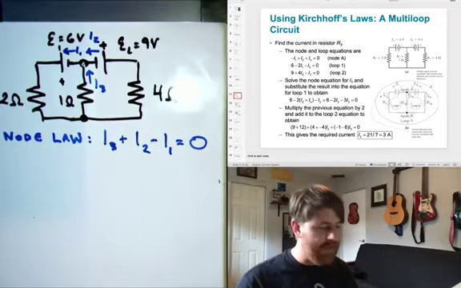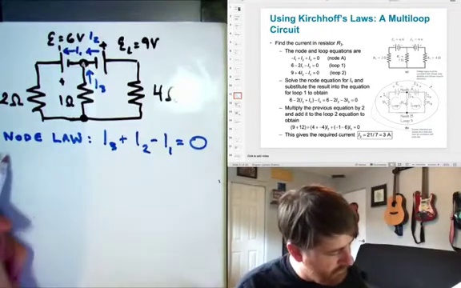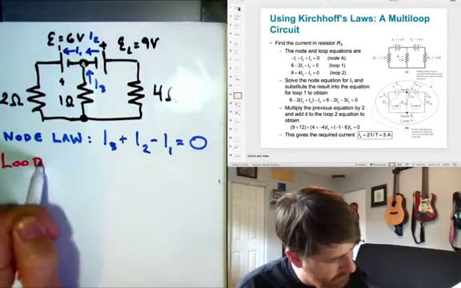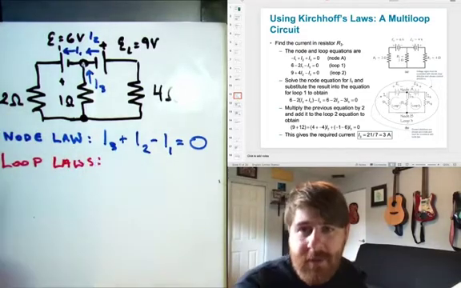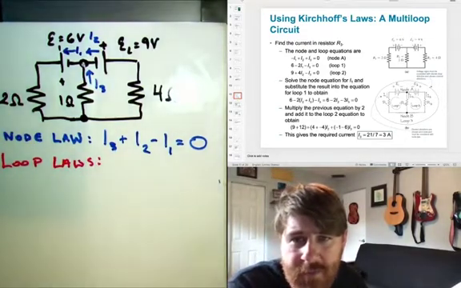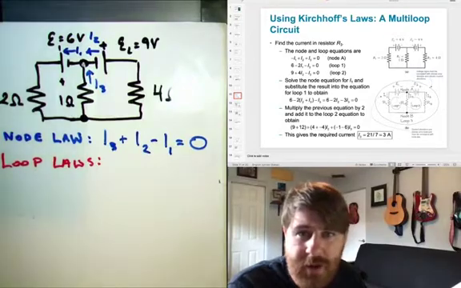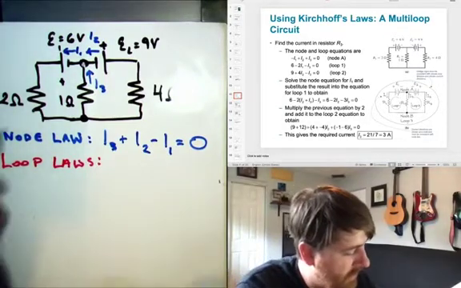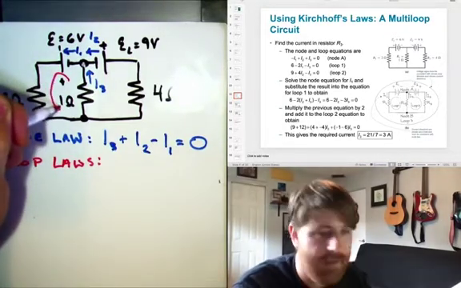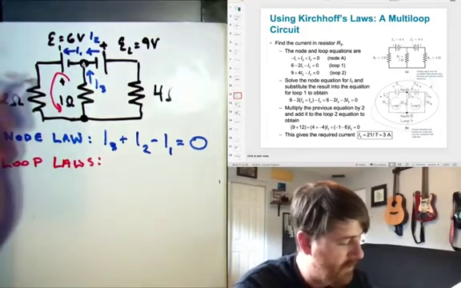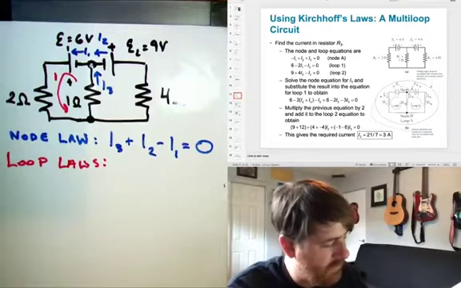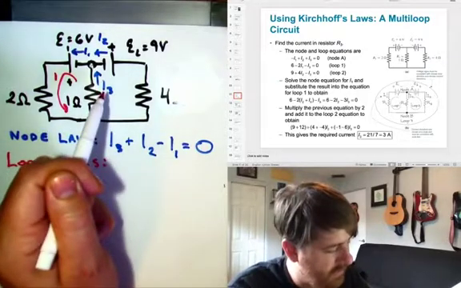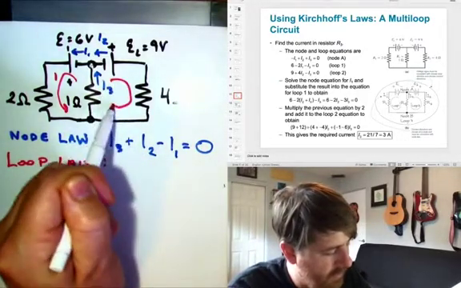So now let's tackle the loops. All right, and here we have several loops drawn. Loop 1 goes around the inside this way, so we'll label that 1. Loop 2 goes around this inside one this way. And that's totally up to me.